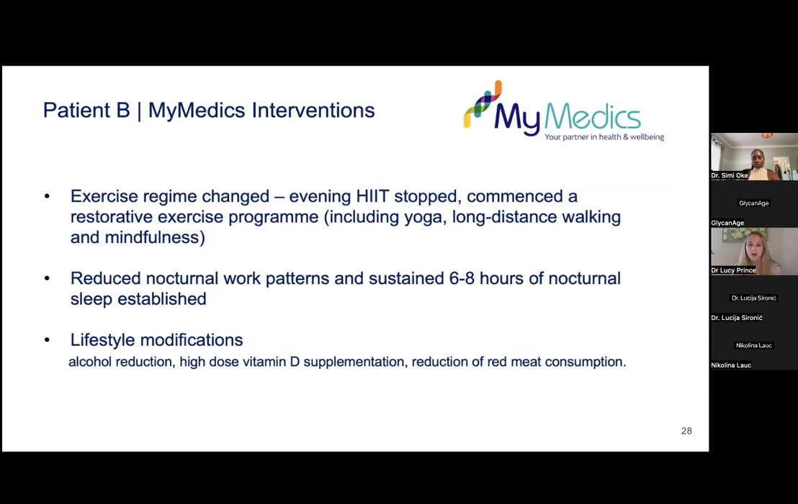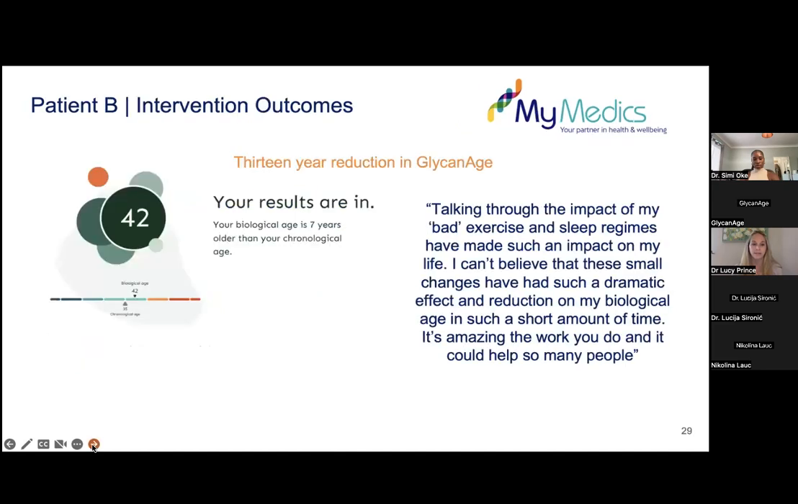And she did some other additional lifestyle modifications. We reduced alcohol. She wasn't drinking much alcohol, but the little that she was consuming, she stopped. High dose vitamin D supplementation. And she also reduced but didn't stop her red meat consumption. So again, we tested at an 8-week interval, and she was delighted with her results. Just in 8 weeks, her glycan age was reduced to 42.